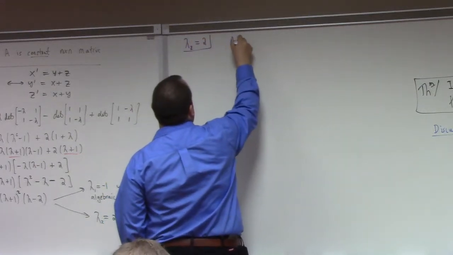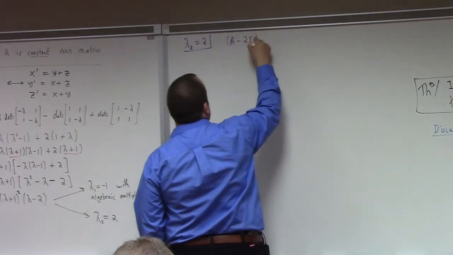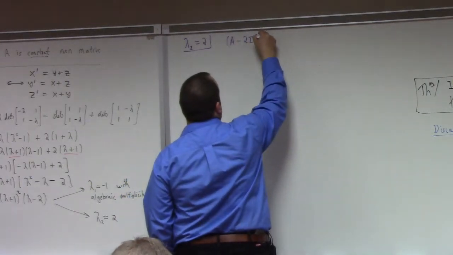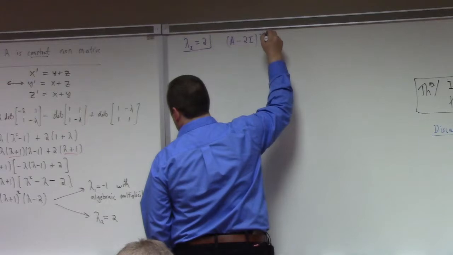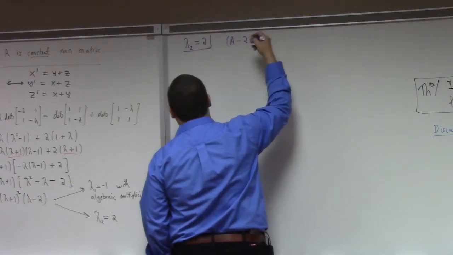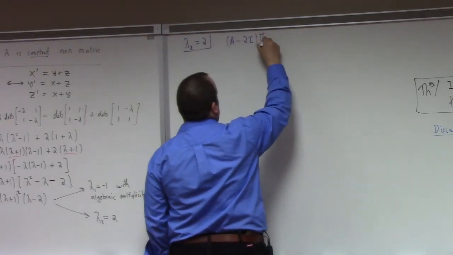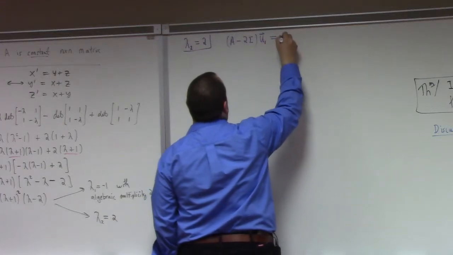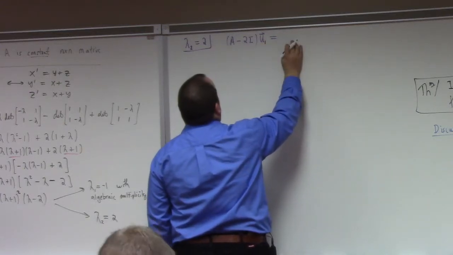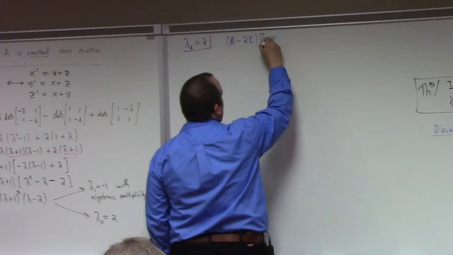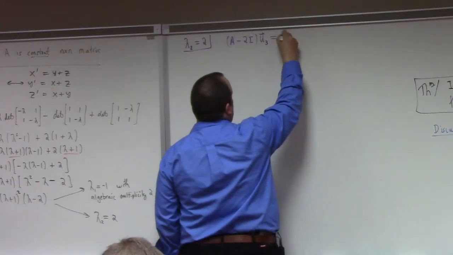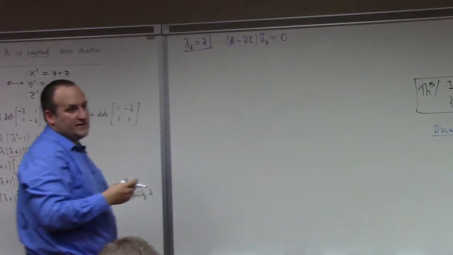I have to solve A minus 2I times, let's say, u. I'm going to call it, I don't know, whatever. I guess I'll call it u1 for lack of imagination. That's awkward. I'm going to call it u3 for reasons that will become clear as we go on here. What's that?